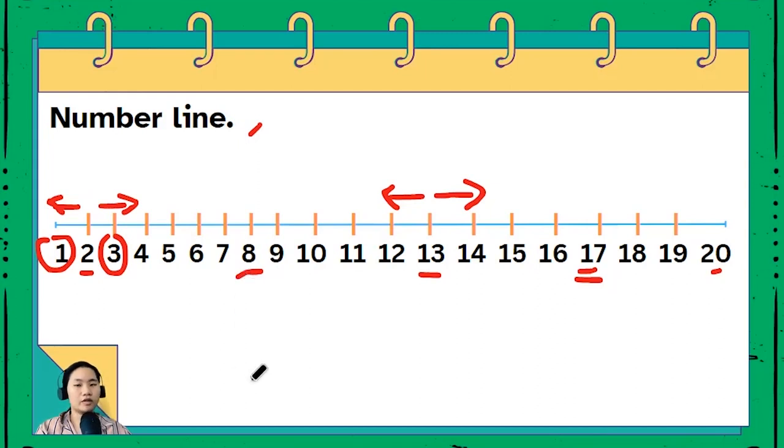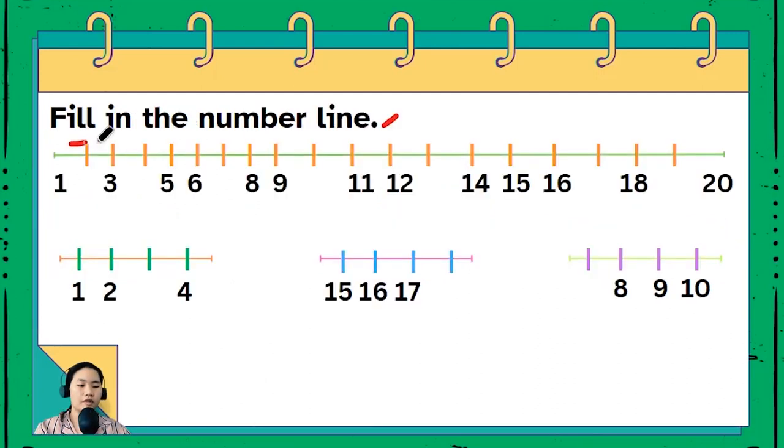Okay, I hope that you managed to understand that. It may sound difficult at first, but you'll get the hang of it the more you practice and the more you learn. Fill in the number line. We have 1, and then we have spaces over here, okay? And we'll fill in the missing numbers based on the numbers before and after.